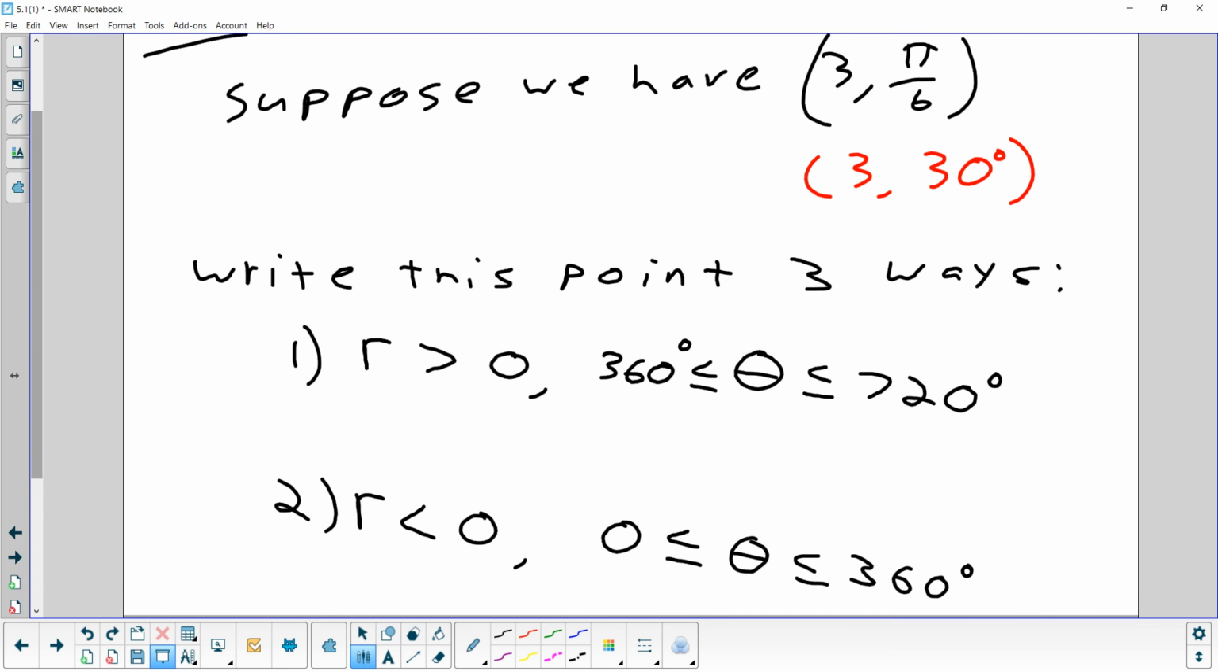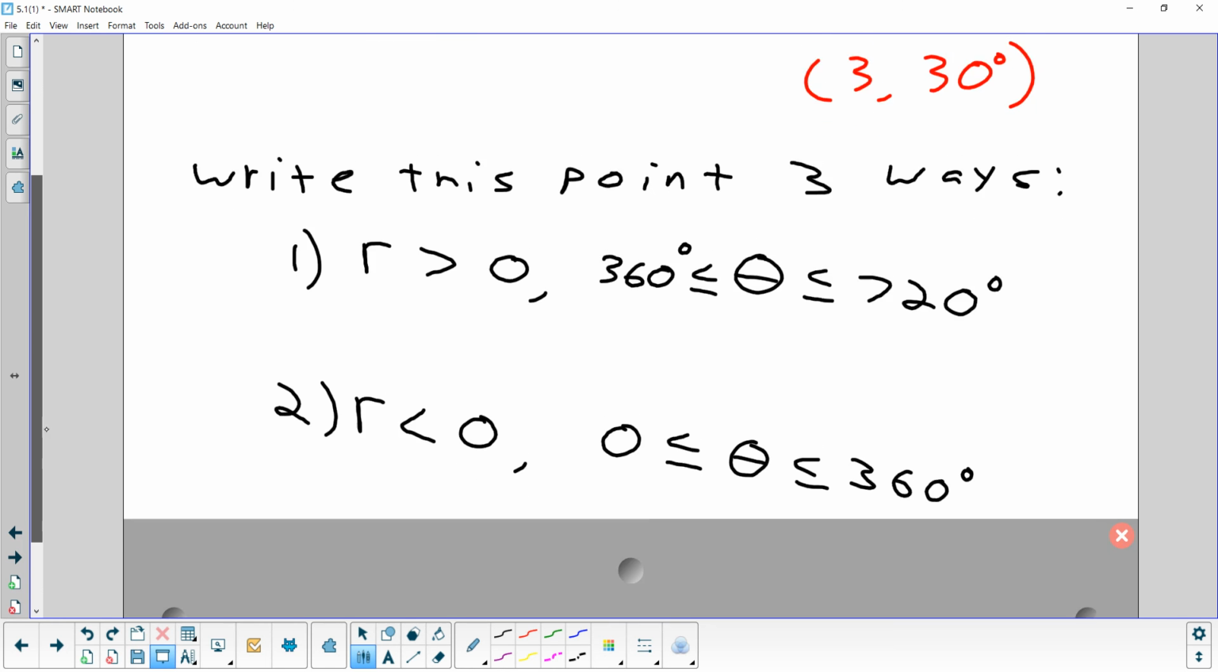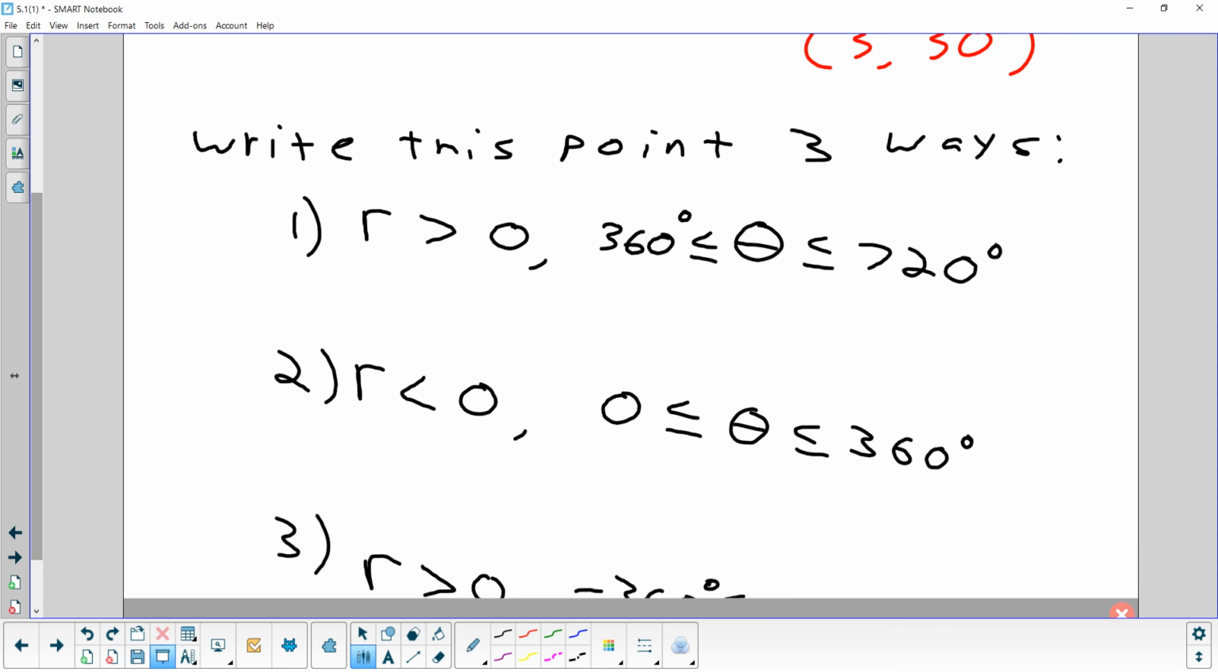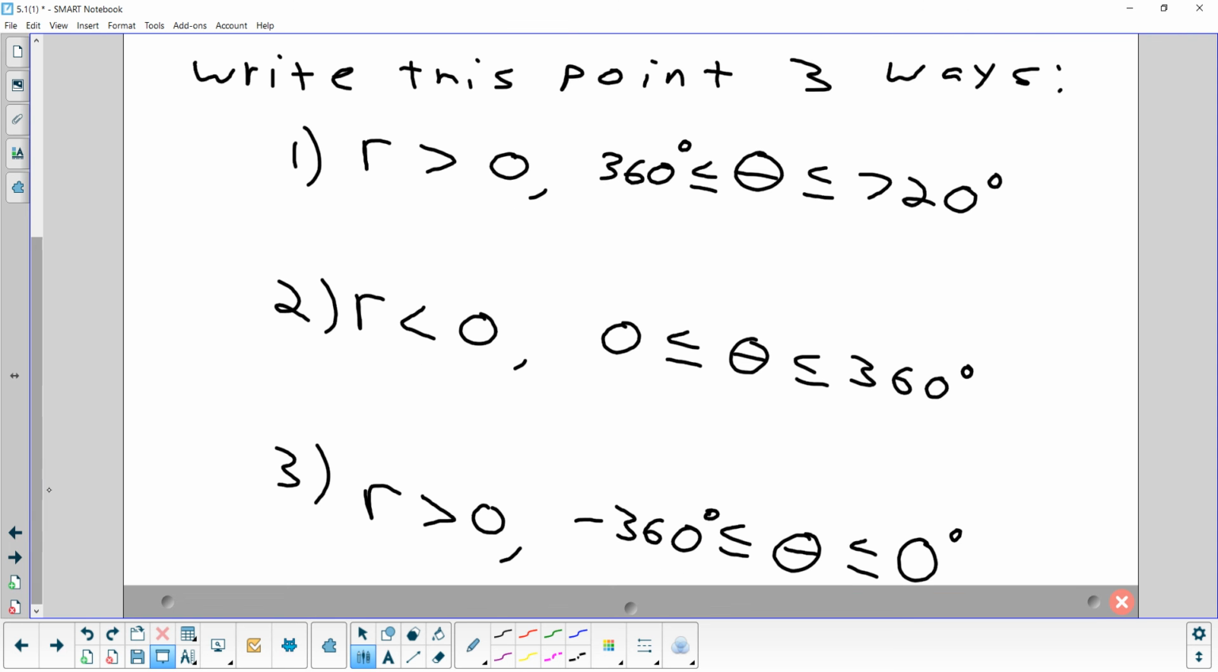Then I want to try to write it with a negative radius and a positive angle. We did a couple of examples like that. And then the third way I want to write it, I want to go back to a positive radius, but this time I want a negative angle. The easiest way to visualize these would be to graph the point and then look at your picture and see what happens.